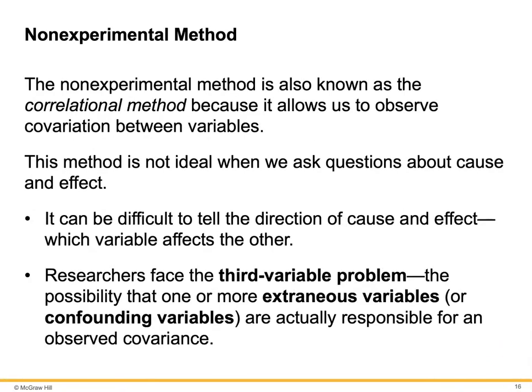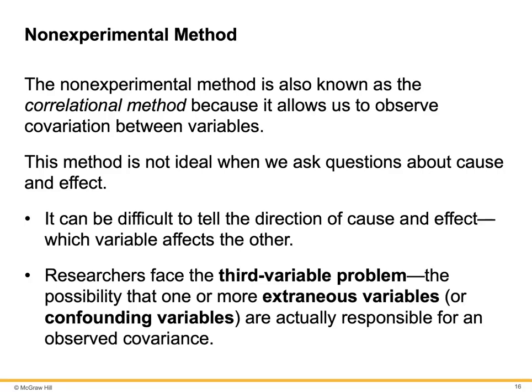So in a non-experimental method, suppose a researcher is interested in the relationship between, let's say, exercise and anxiety. How could that topic be studied? So again, the non-experimental method is also known as the correlational method because it allows us to observe covariation between variables. But this method is not ideal when we ask questions about cause and effect.